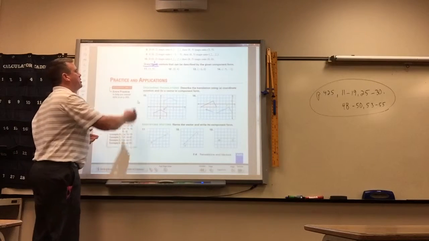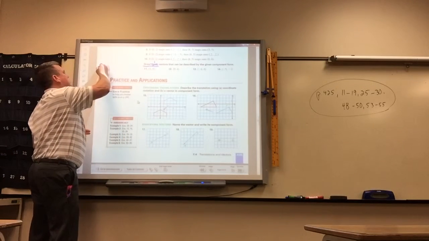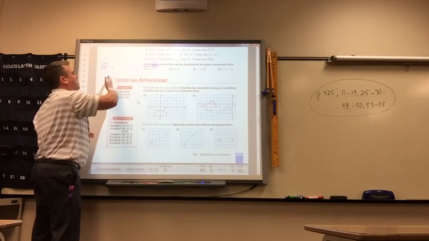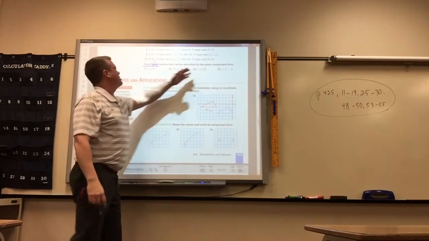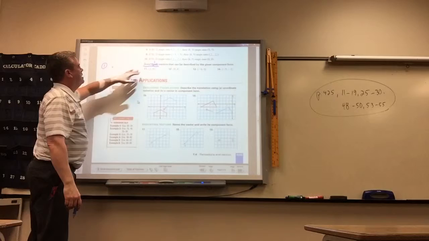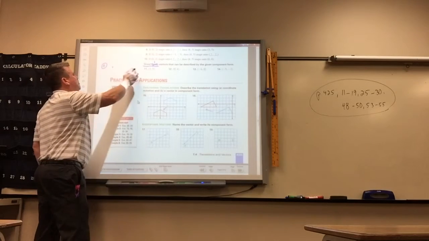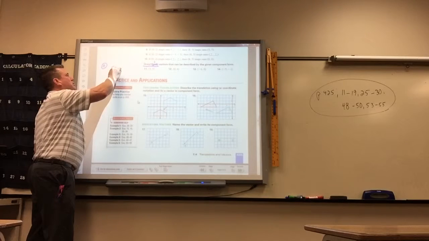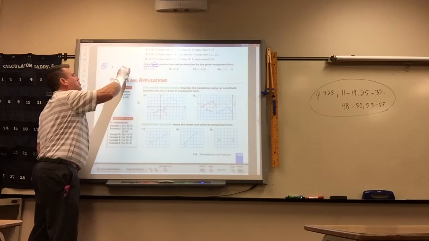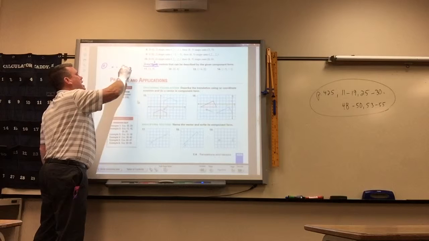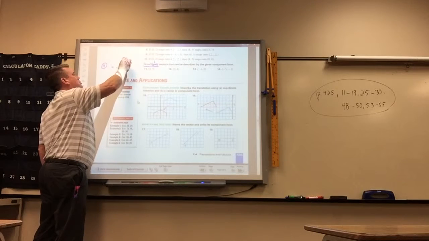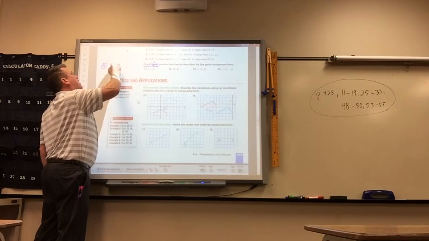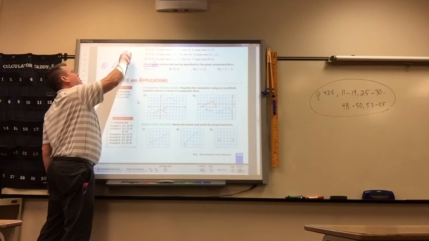So on your paper, you just start, I suppose you'd start here. If it's negative, you'd want to start further over because you're going to go left. But for number 11, 3, 5 means you go right 3. So you can just put 3 dots, 1, 2, 3. And then positive 5 is up 5. 1, 2, 3, 4, 5. And then you draw the vector with an arrow at the end.